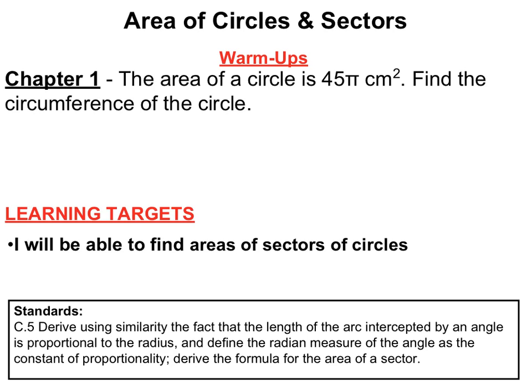This lesson is 11.3, Areas of Circles and Sectors. The warm-up here is from Chapter 1, where we use the area of a circle to solve for circumference and for radius. So just to remind you what the area of a circle is, it's A equals pi r squared.